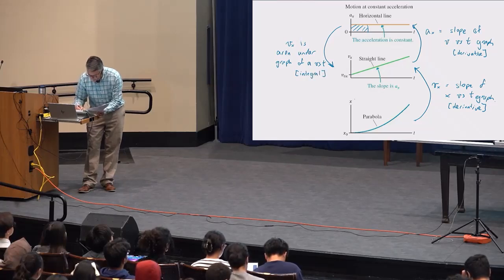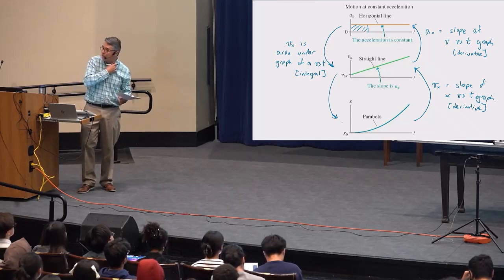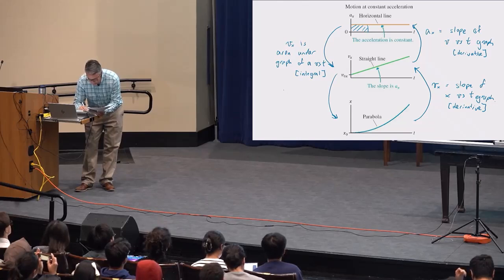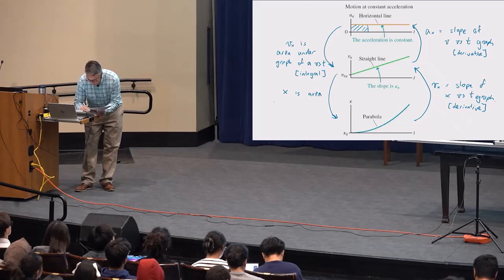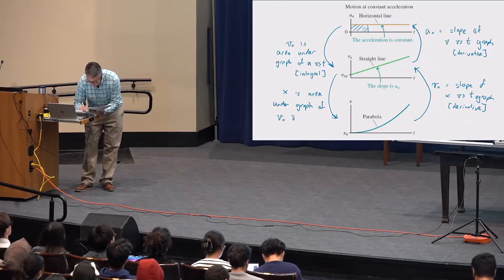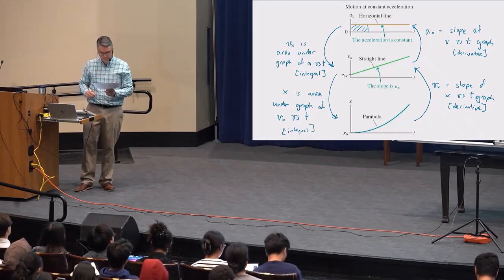So this is when, in calculus, some people say that integration is the opposite of differentiation. So that's what this means here, that x is the area under a graph of v sub x versus t. Okay, this is again an integral. So we'll talk more about those graphical methods in a bit.